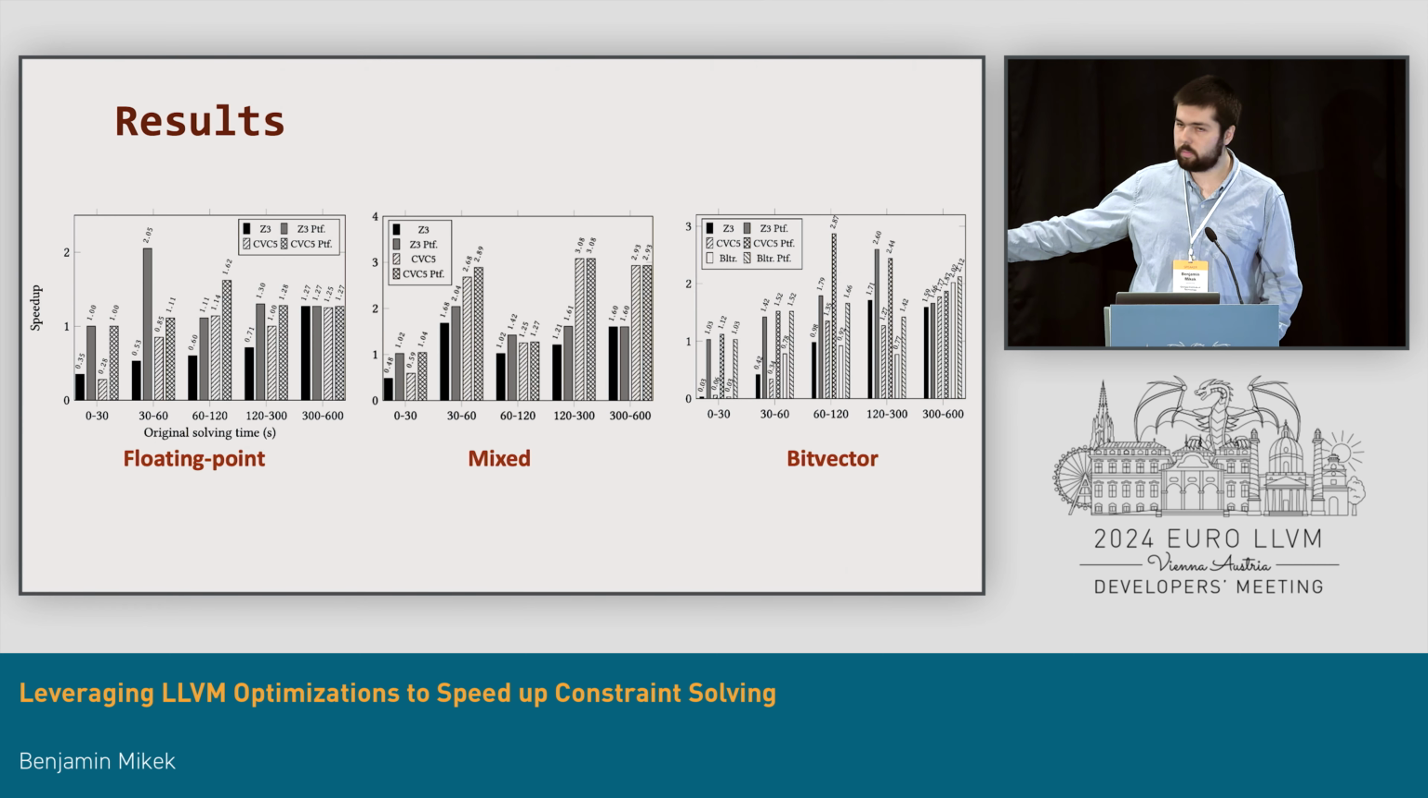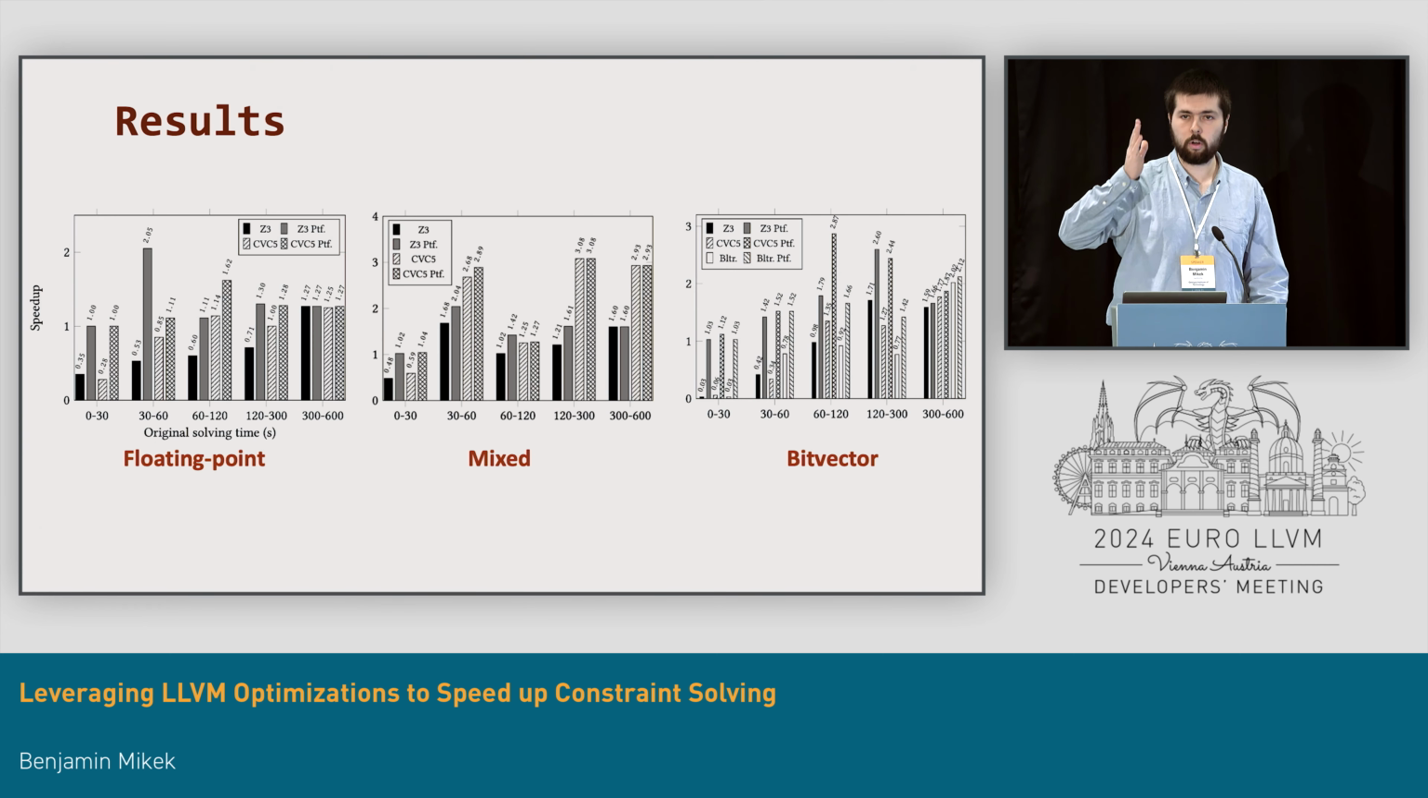This is a graph of the speedup. I've broken it down into different original solving times. That's what's on the x-axis. The reason I did that is because of the phenomenon I mentioned earlier that the optimization and translation time could be substantial in this factor.